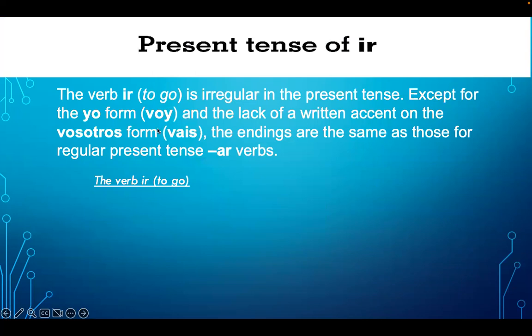Well, this is an explanation. The verb ir is irregular in the present tense, except for the yo form and the lack of a written accent on the vosotros form. The endings are the same as those for regular present tense AR verbs. So let's see the conjugation. The verb ir.